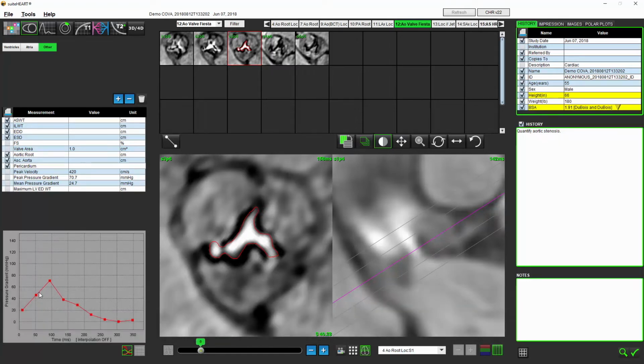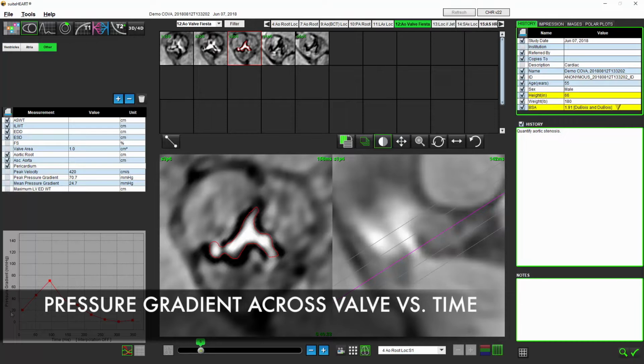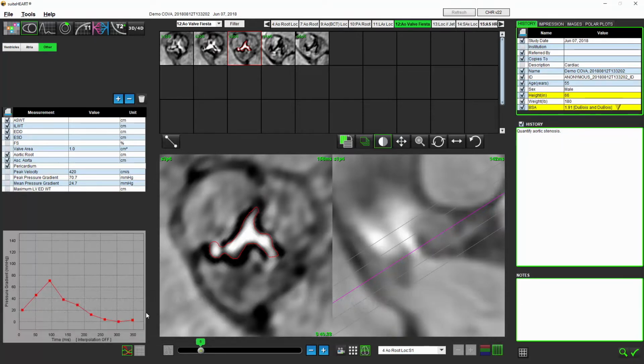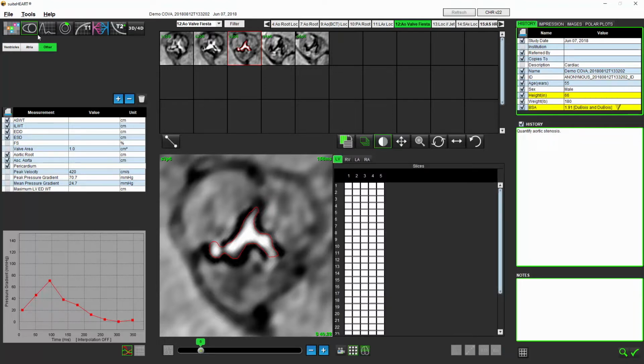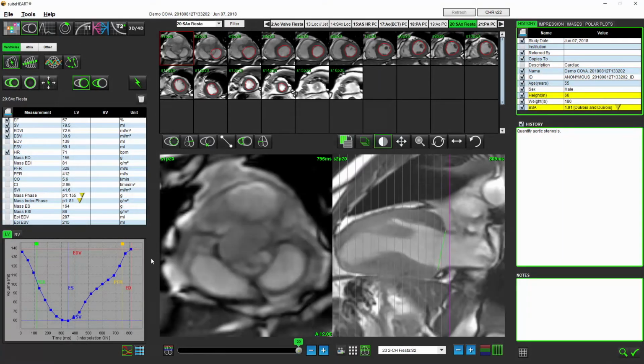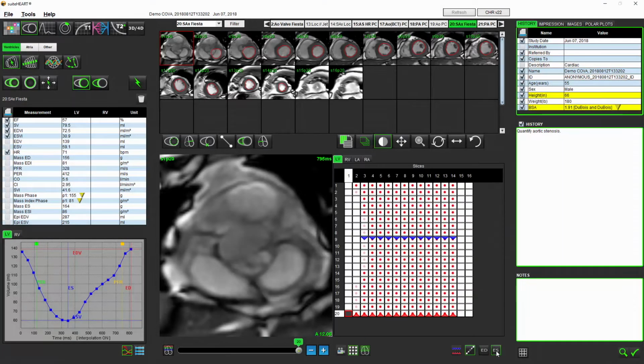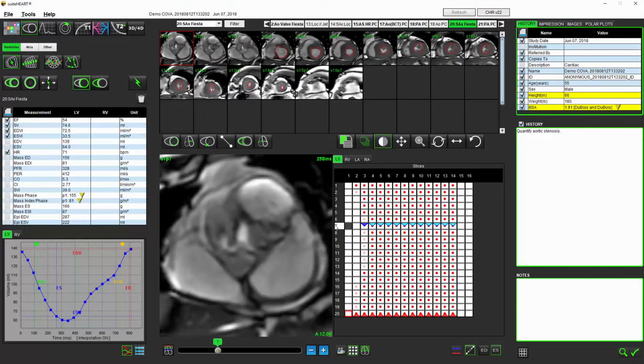And what you can see here now is the value of having traced all the phases and all the slices. We now have a pressure gradient across the valve versus time. Now, I want to calculate a peak and a mean gradient, so I am going to include only the first 1, 2, 3, 4, 5, 6, 7 points. Let me go ahead and adjust the time interval here to include just the first 7 points.